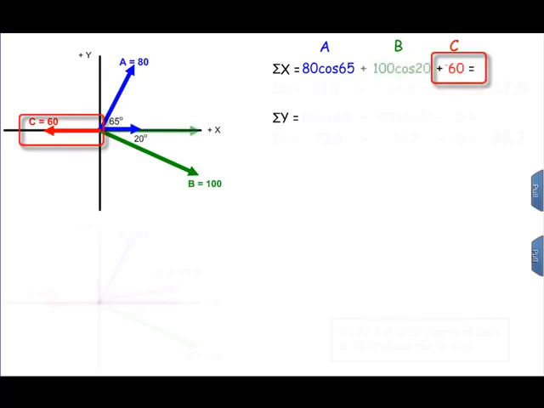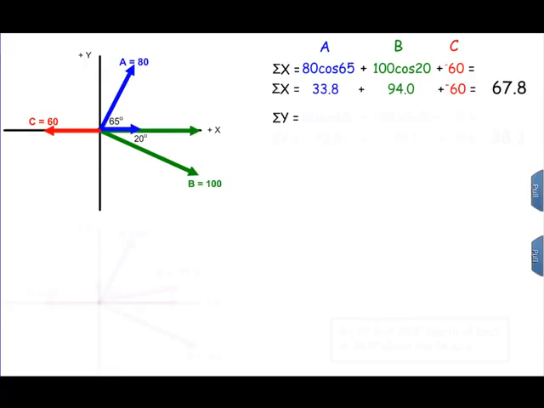so that is subtracted. Now, if you're not comfortable with your trigonometry where you can come up with these values as I have right across the top, don't get stressed out. I'll show you on the next page where you can calculate these values off to the side and then plug them into this table, and it will look just like this row here, where I've done the calculations. The sum of the x components is equal to 33.8 plus 94 minus 60. That gives us a value of 67.8.